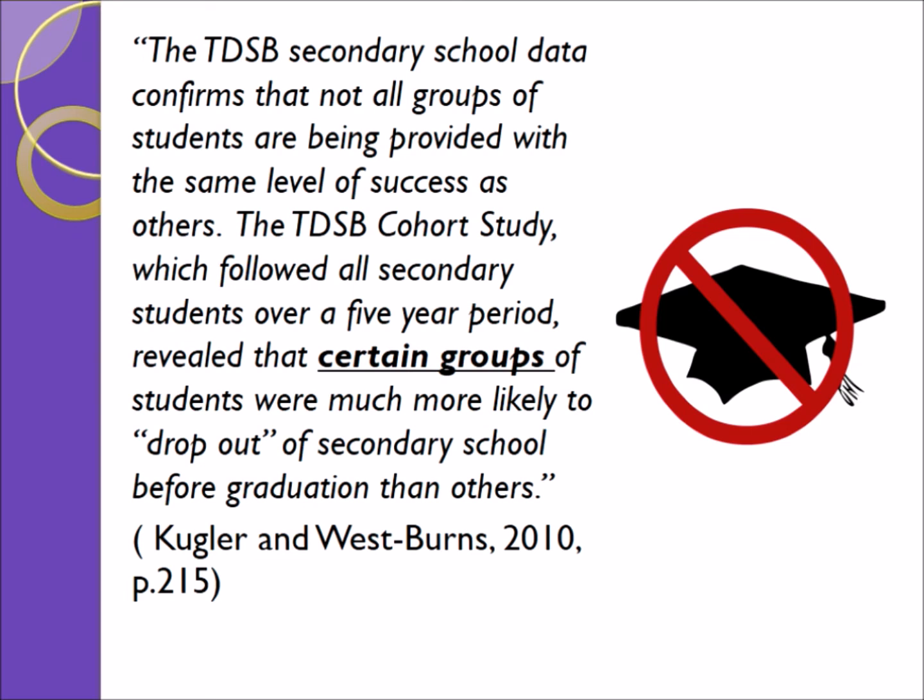By this quote here: The TDSB secondary school data confirms that not all groups of students are being provided with the same level of success as others. And this came from a research study, the TDSB cohort study, which followed all secondary students over a 5-year period, and revealed that certain groups of students were more likely to drop out of secondary school before graduation than others. And I'm sure you see that word in quotation marks, drop out, because of course it's not really dropout. We talk about being pushed out, right?